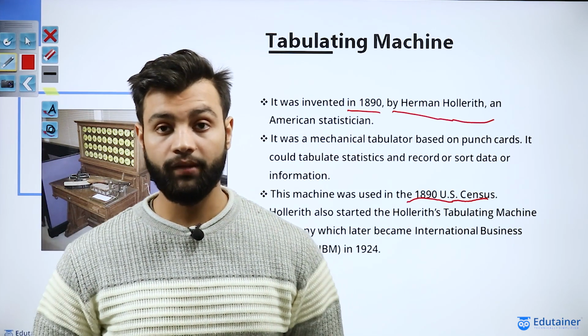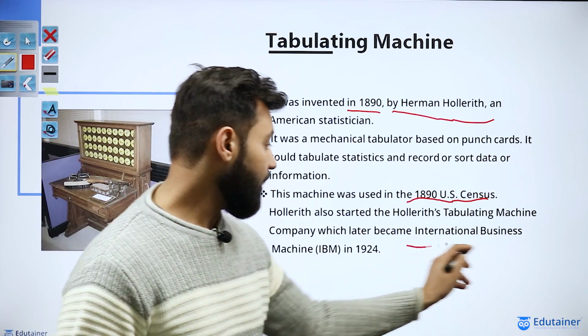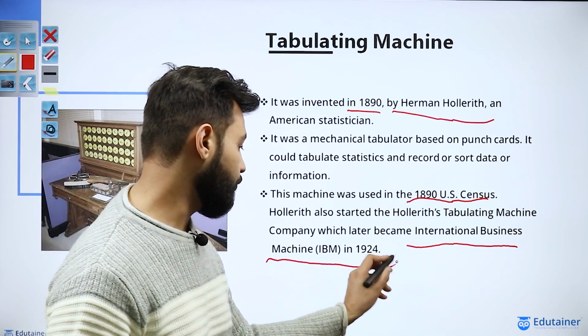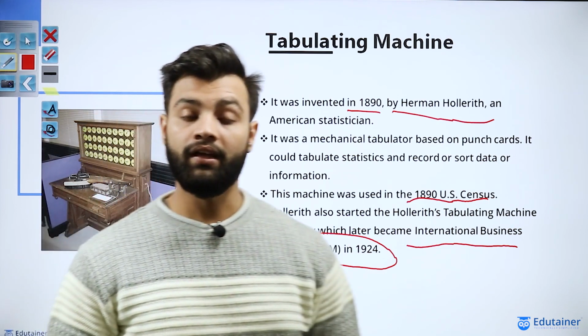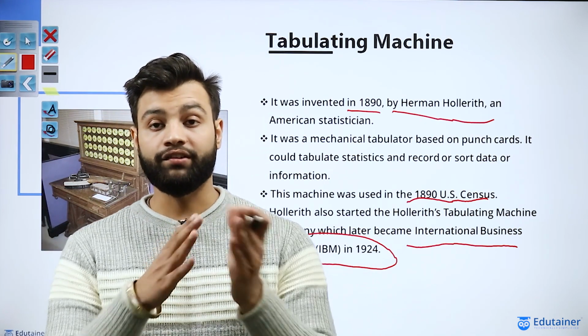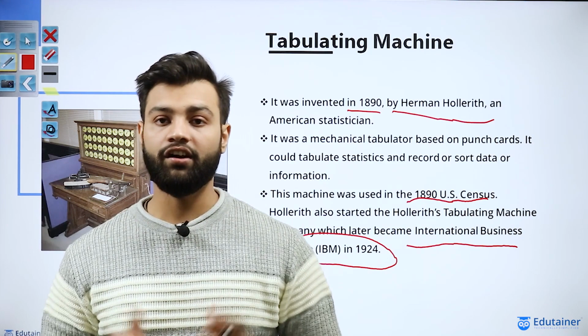Everyone is quite aware of that company. That is International Business Machines, IBM. That was in 1924. He started his own company. So it started from the tabulating machine, and he started his very huge company that is known as IBM.